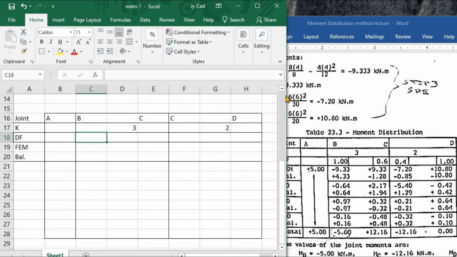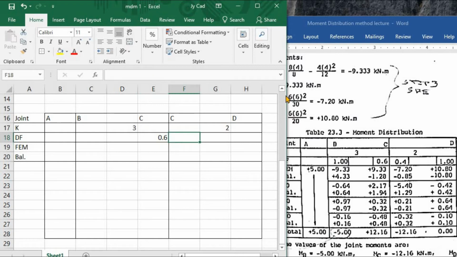And then, solve na natin kagad yung distribution factor. So, that is 3 divided by the quantity 3 plus 2, or that is 0.6. Okay? Pwede mo rin convert yan ng fraction.